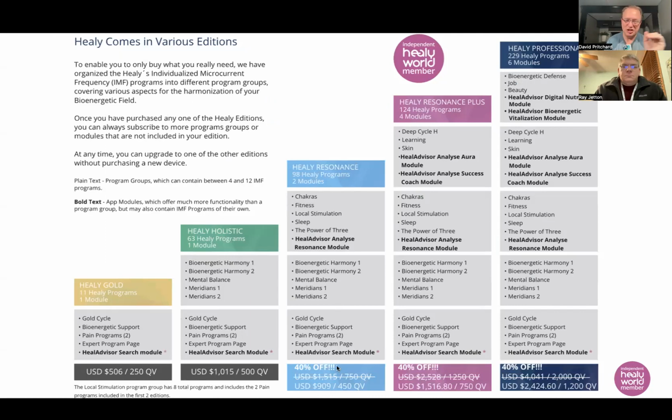Whatever you do, it's cheaper to buy the next one up where you're going to add a whole bunch more programs and that really important resonance module. If you go to Resonance Plus, it'll be about $1,000 off of what it normally is. And the professional is about $1,600 cheaper than the normal manufacturer suggested retail price or whatever. Okay, so let's move on here.